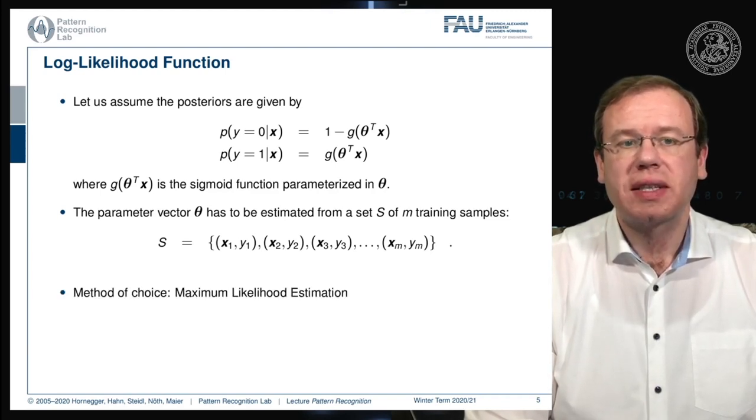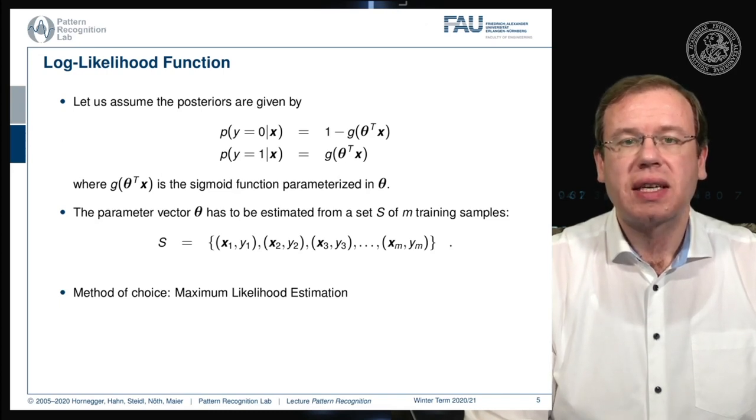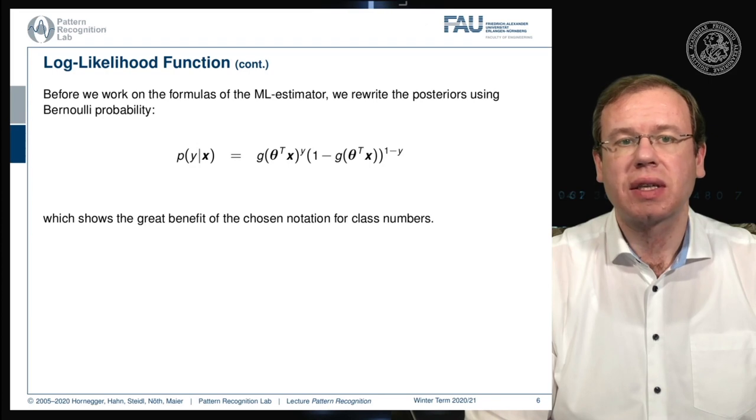Now, the method of choice is the maximum likelihood estimation. If we want to use that, then let's look a bit into the formulation, how we want to write the posteriors, and we can rewrite this as a Bernoulli probability. So the probability of y given x can be rewritten using our logistic function, and now we use the logistic function to the power of y, or if we are in the other case, then it's going to be 1 minus the logistic function to the power of 1 minus y.